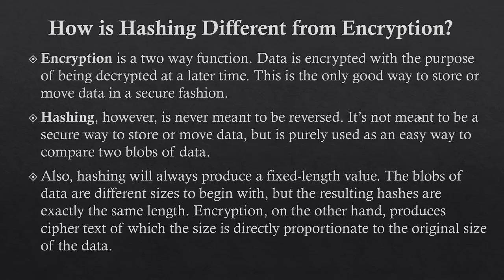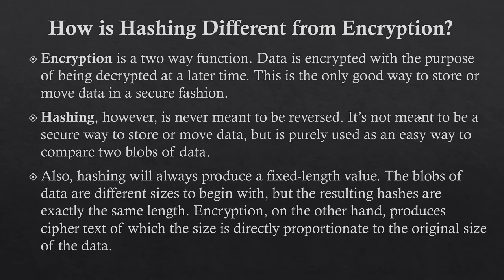How is hashing different from encryption? Encryption is a two-way function. Data is encrypted with the purpose of being decrypted at a later time. This is the only good way to store or move data in a secure fashion. Hashing, however, is never meant to be reversed. It is not meant to be a secure way to store or move data, but is purely used as an easy way to compare two blobs of data.